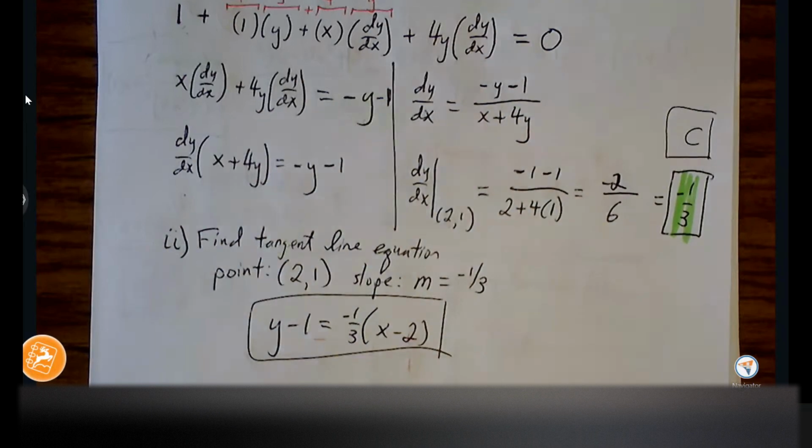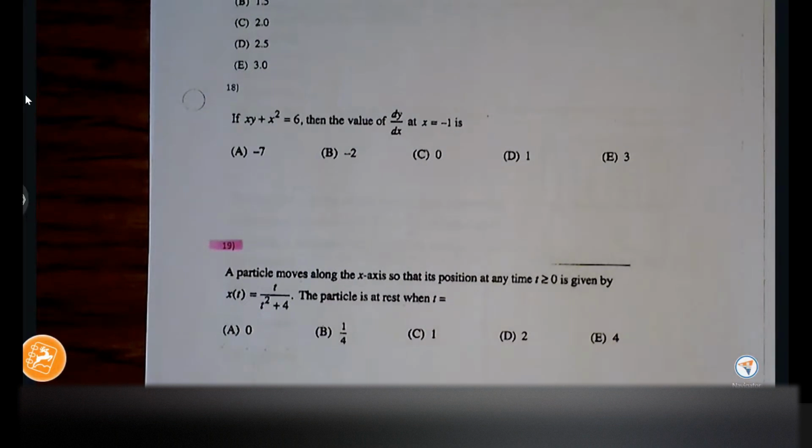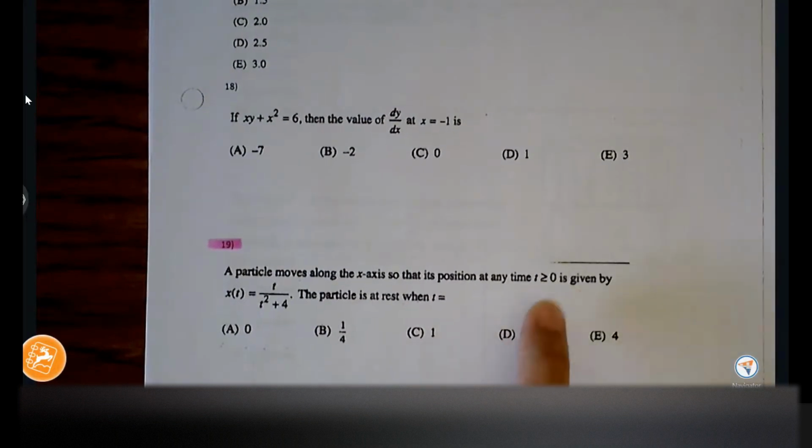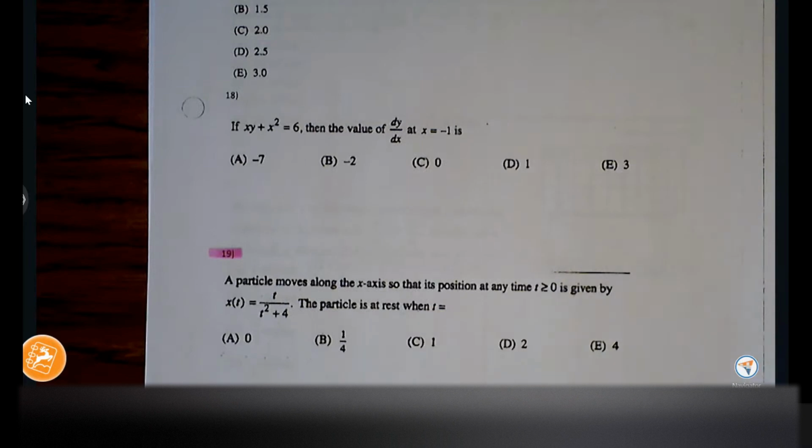Okay. Let's look at number 19. This is a particle motion problem where there's a restriction on time, t is greater than or equal to 0. Position function is given. It's asking when the particle is at rest. So I'm going to extend the problem a little bit and ask when is the particle not only at rest, but then part B, when is the particle moving to the right? So let me put this on a separate sheet here.